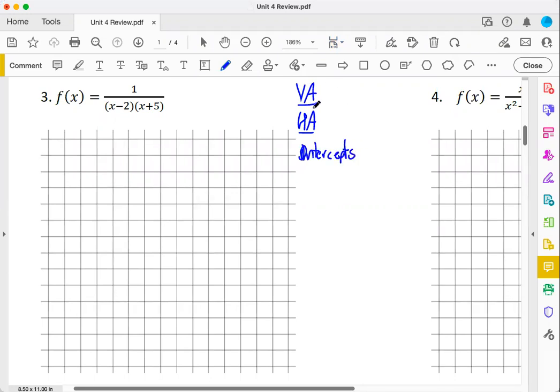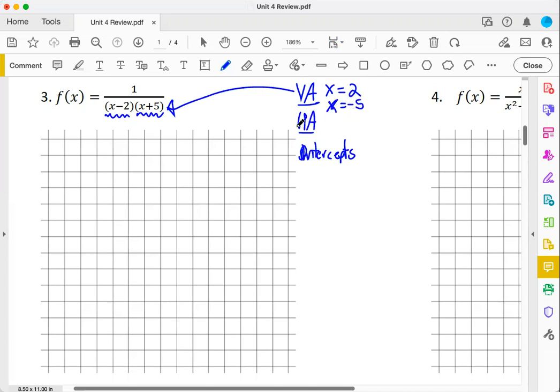So recall that your vertical asymptotes are based on this part of the denominator. So if you set each of these factors equal to 0 and solve them, you'll see that you end up with 2 vertical asymptotes. One is where x equals 2, and another where x is -5. We'll graph all of this once we have all this information down.